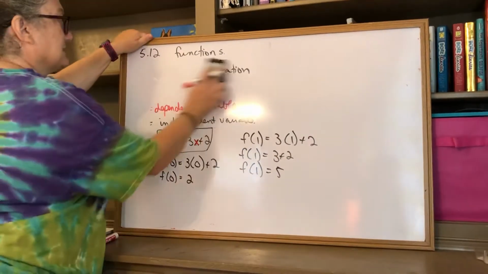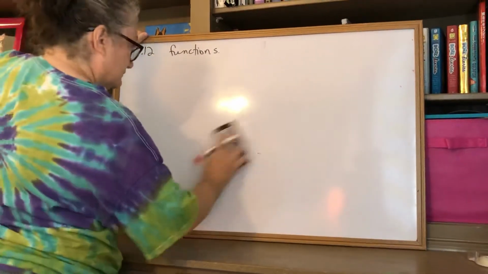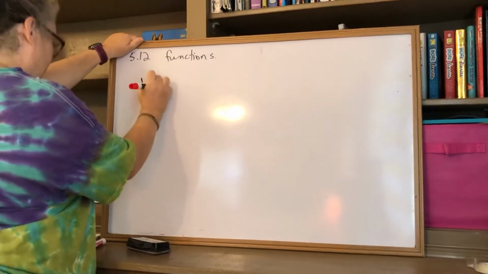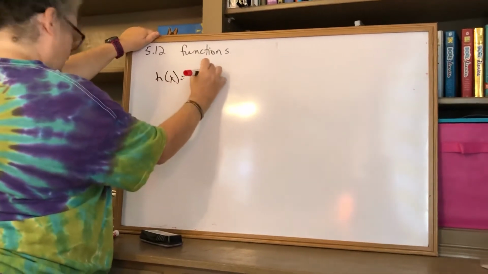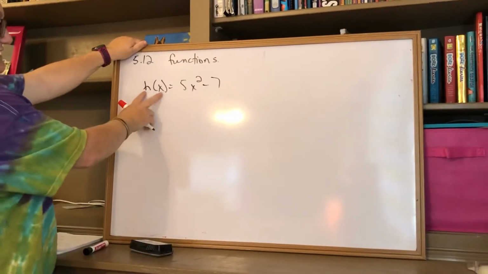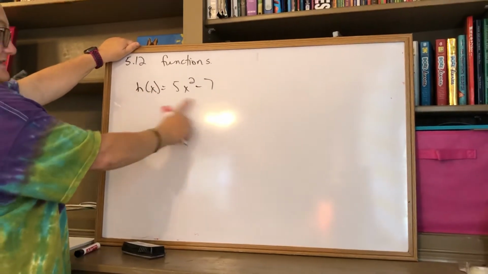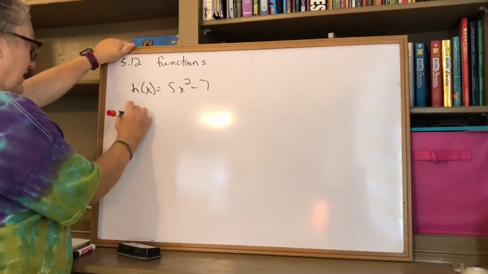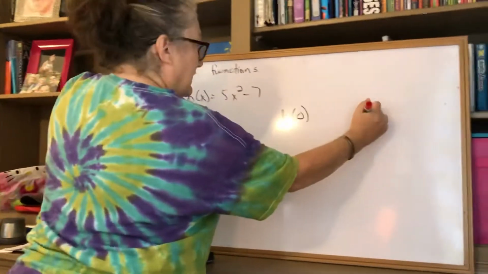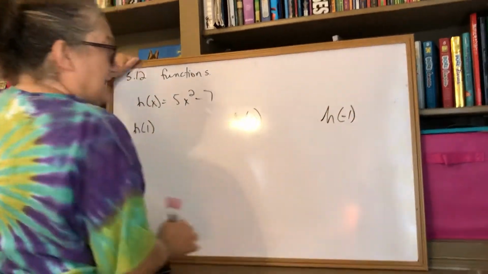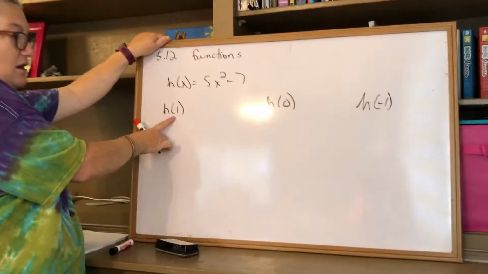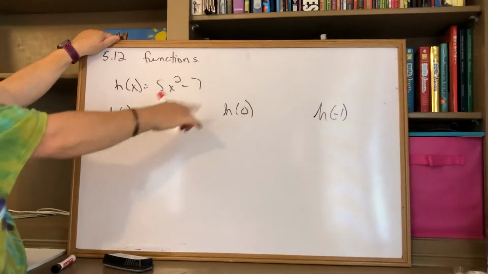I'm going to erase this. And if we have h of x equals 5x squared minus 7, okay? Our function is h, and we're putting in x values. This is our function. What happens for h of 1, h of 0, and h of negative 1? Now this might be how they ask you on Connect Math or something. They're saying, here's your function. Find our value when we evaluate 1, 0, and negative 1.